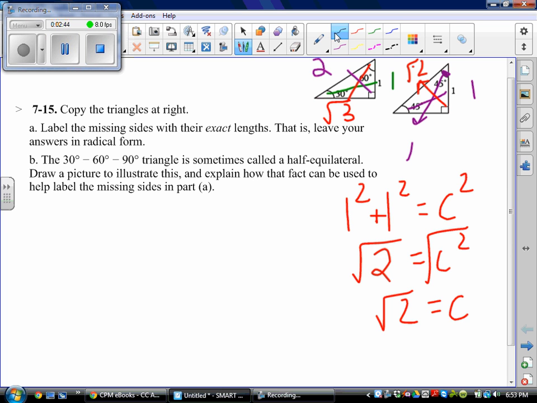Now part B of the problem says a 30, 60, 90 triangle is sometimes called a half equilateral, meaning half of an equilateral triangle. Draw a picture to illustrate this and explain how that fact can be used to help label the missing sides in part A. So say we didn't know those sides, we can use the fact that it's half of an equilateral triangle to help us. Now an equilateral triangle should have the same sides and the same degrees. So all these should be the same measurement. Now we know a triangle adds up to 180 degrees, so each of these should be a 60 if they need to all be equal.